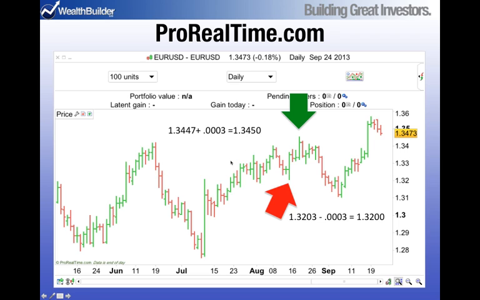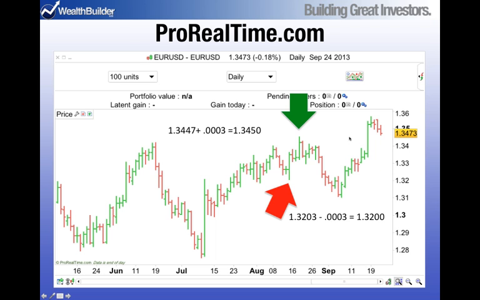So now that we're making higher highs, higher lows, we've ascertained that we are in a bull market. Once we know that we're in a bull market, we're going to put our entry and our exit. Our entry is going to be at the top of the most recent swing high, and our exit is going to be at the bottom of the most recent 3-bar or swing low.